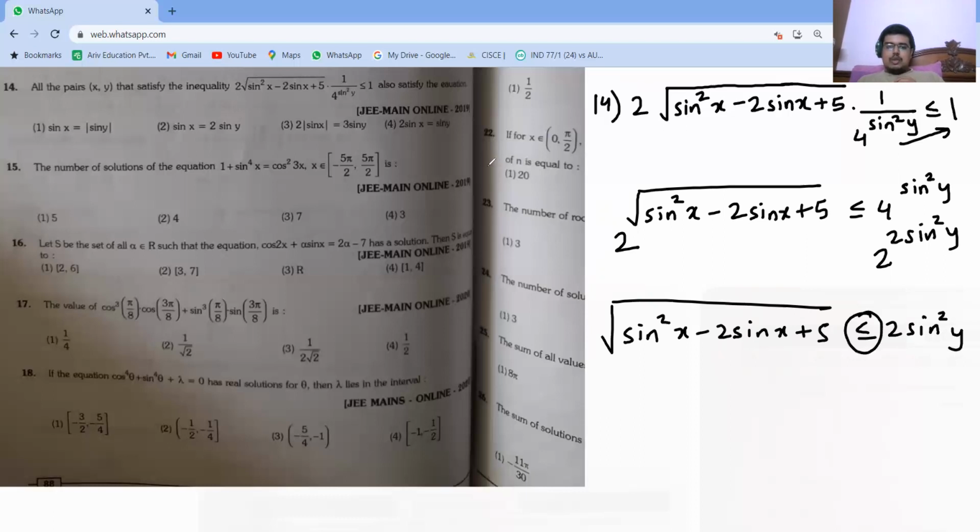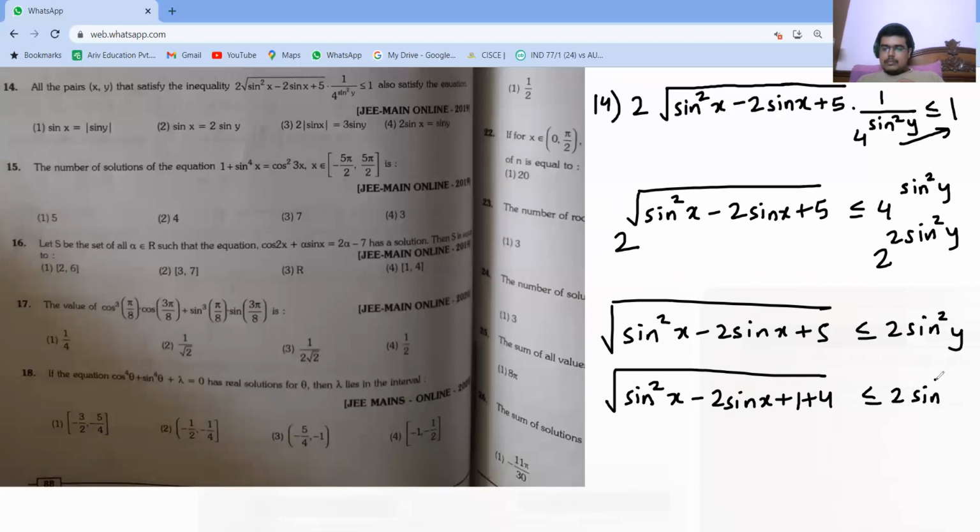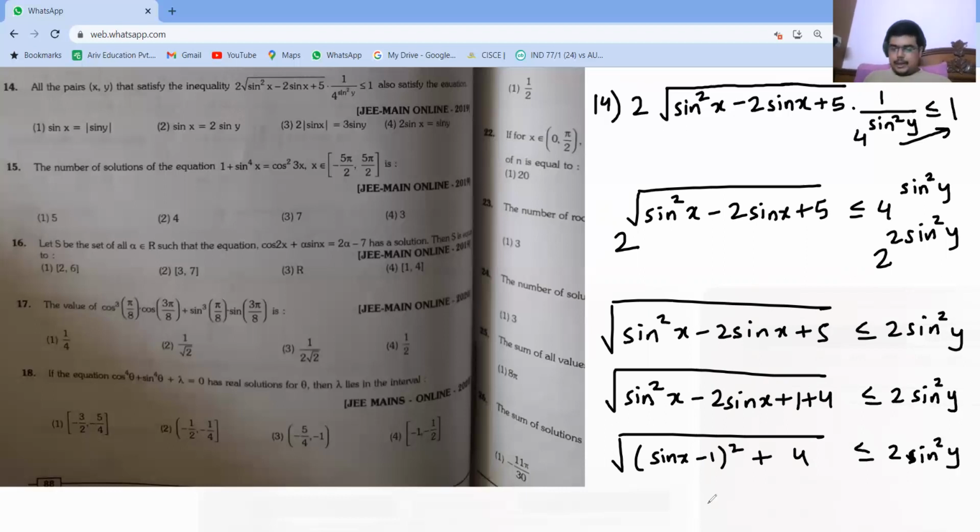See, we have less than equal to, so Arush, we'll have to figure out the minimum and maximum value of this. This is similar to one of the questions we just did today. We can write this 2 sin x as minus 2 sin x plus 1 plus 4. So this will be sin x minus 1 the whole square plus 4. So what will be the minimum value of this?